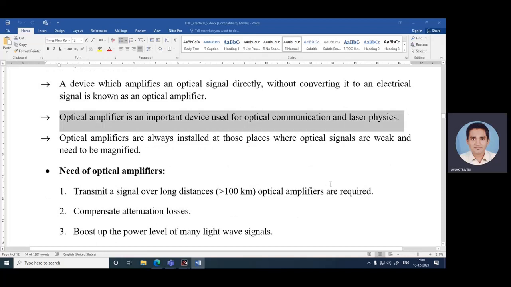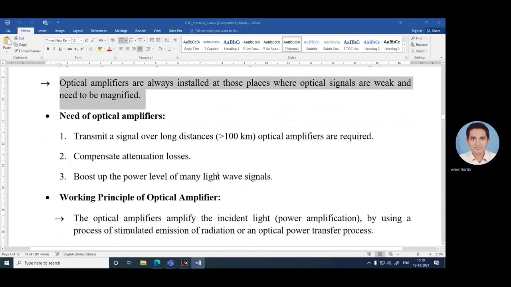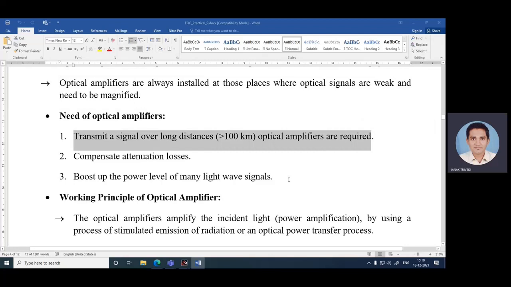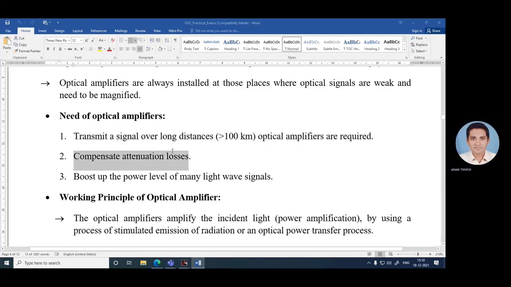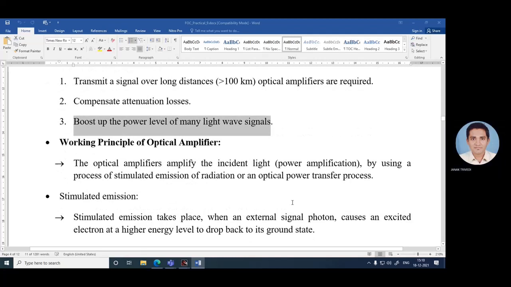Optical amplifier is an important device used for optical communication and laser physics. Optical amplifiers are always installed at those places where optical signals are weak and need to be magnified. Need of optical amplifier: first, to transmit a signal over a long distance greater than 100 km, optical amplifiers are required. Second, to compensate attenuation losses. And third, to boost up the power level of many light wave signals.